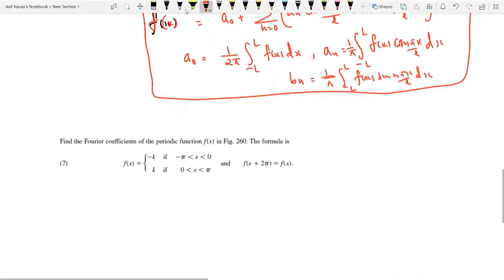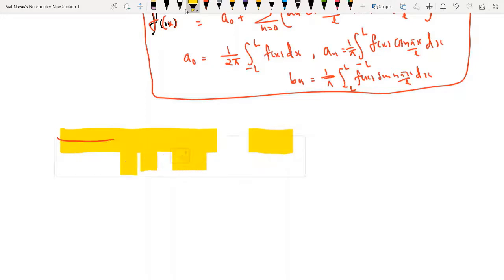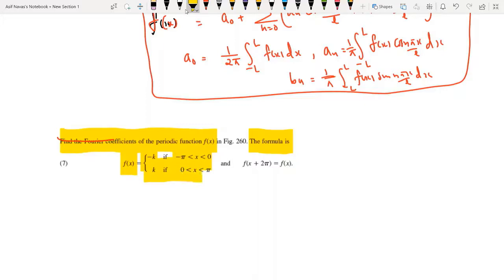Find the Fourier series, the Fourier coefficients, of the periodic function f of x, where f of x is equal to minus k if minus pi less than x less than 0, and k if 0 less than x less than pi, and f of x plus 2 pi is equal to f of x. So first we will do the solution.